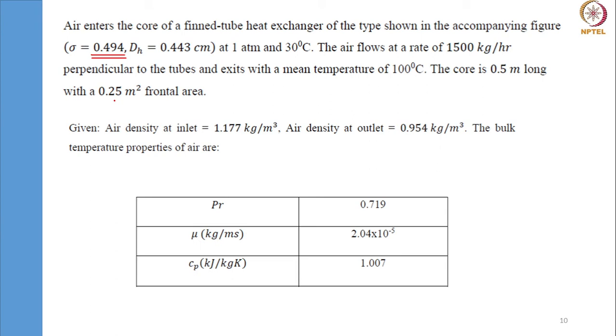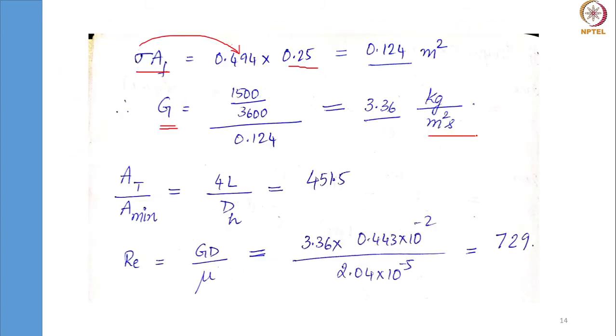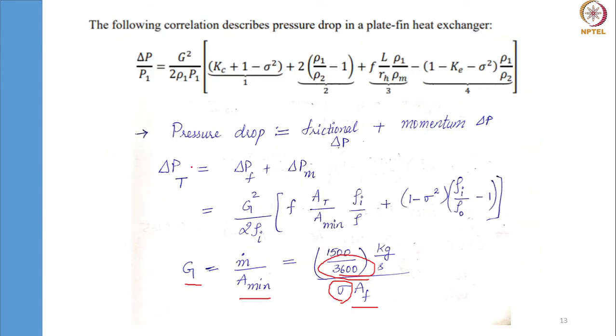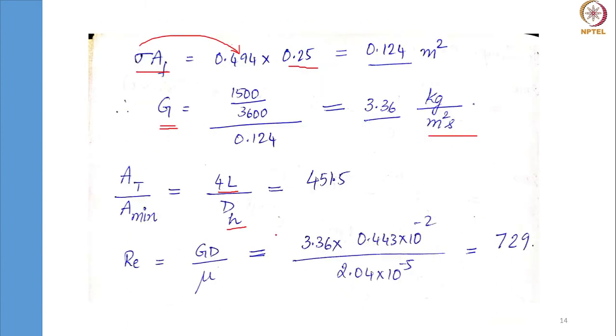Once I find G as 3.36 kg per meter square second, the next target is to find AT by A minimum. AT by A minimum is nothing but 4L by hydraulic diameter. The length of the heat exchanger is already given, 0.5 meter, and hydraulic diameter is also given. Once we plug in the values, we get AT by A minimum as 451.5.